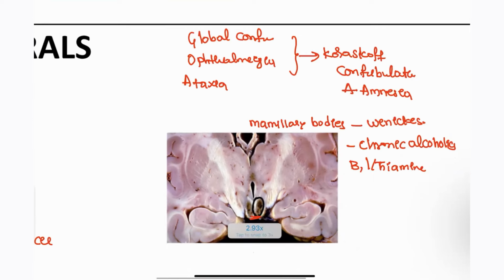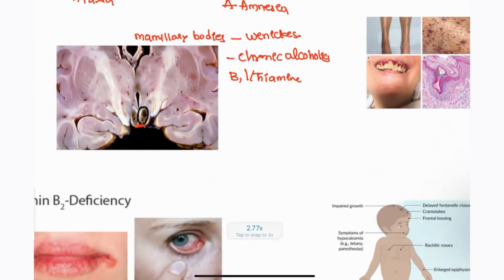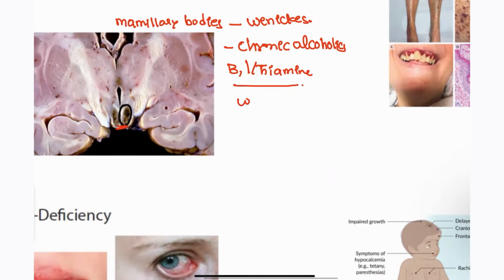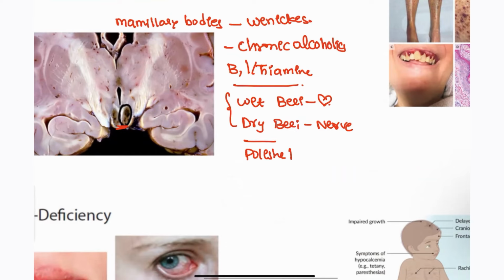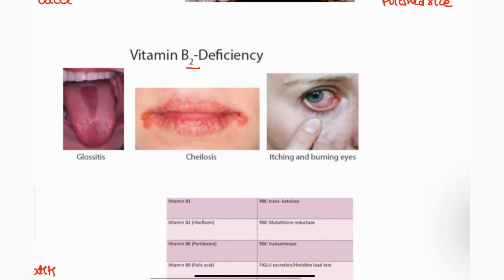This is over time of the B1 deficiency. But B1 deficiency does not just present this way, it can present as wet beriberi or dry beriberi. Wet beriberi is seen in heart patients. Dry beriberi is seen in patients with nerve injury. This is also seen in patients who are eating polished rice due to nutrient deficiency. And here B2 deficiency is seen with glossitis, cheilitis, and itching and burning.